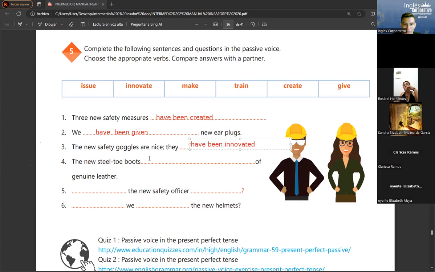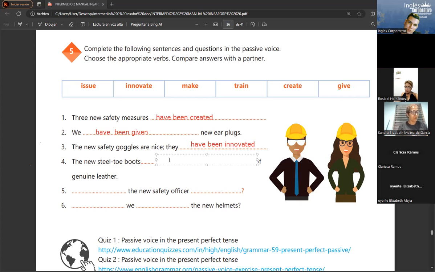Three new steel toe boots have been made of genuine leather. I don't know what is the pronunciation. Has been made. Okay, the new steel toe boots have been made of genuine leather. Cuero auténtico, genuine leather. Que no andan con pobreza, aquí cuero de real, cocodrilo.